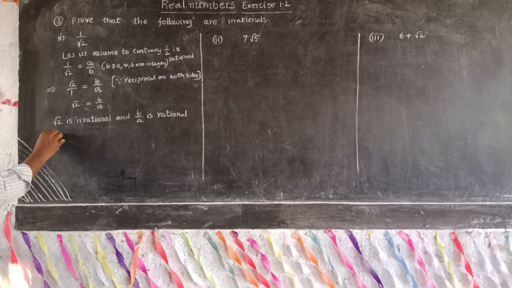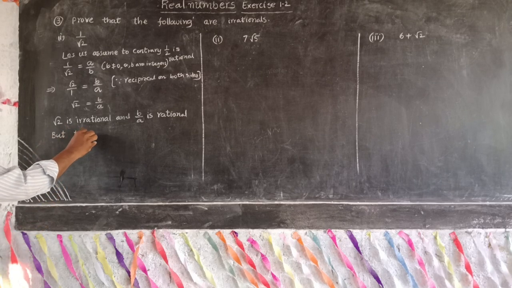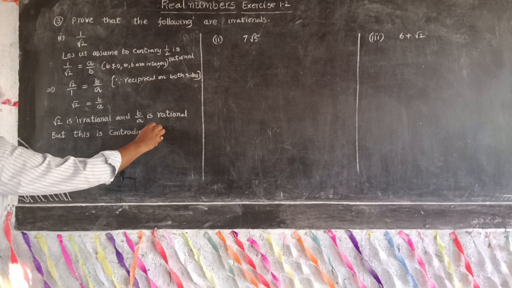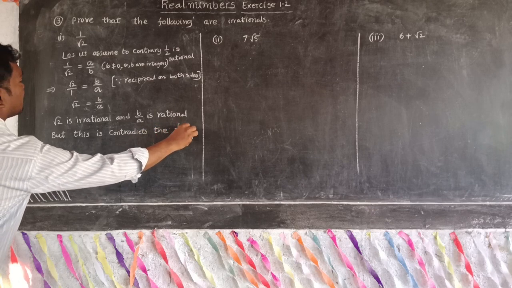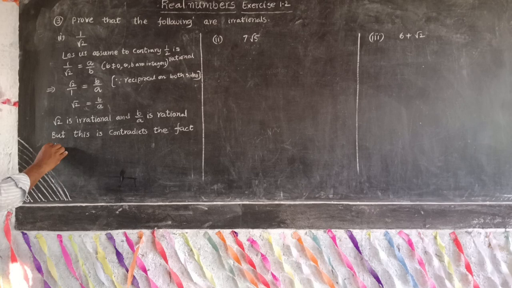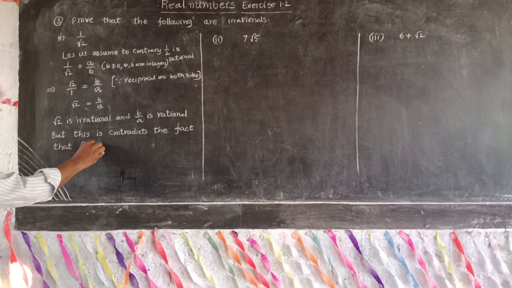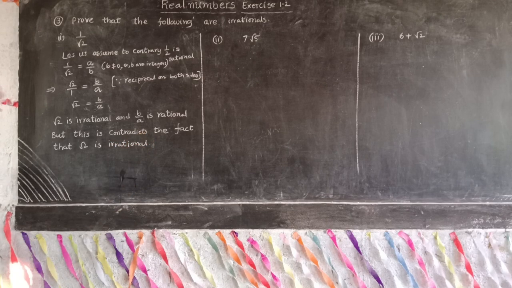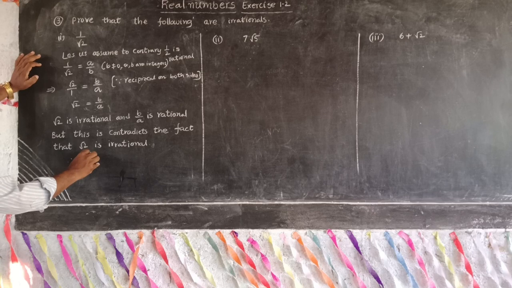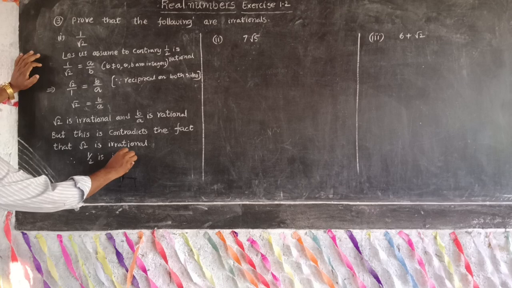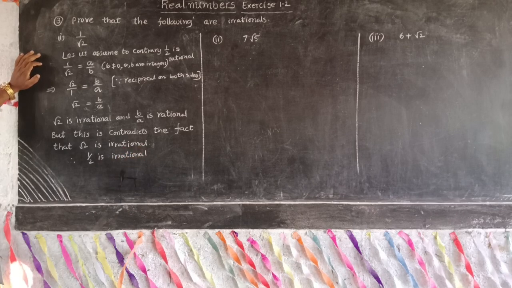But this contradicts the fact that root 2 is irrational. So therefore 1 by root 2 is irrational.